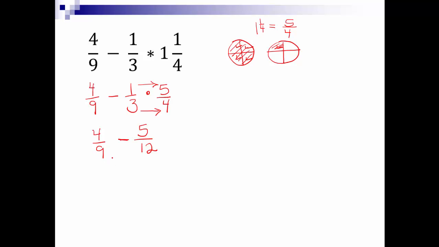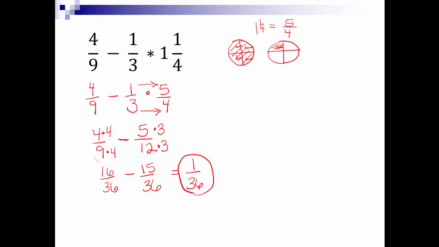So now I say to myself, okay, I need to find a common denominator. What would be a common denominator between 9 and 12? Actually, 36 would work. So if I multiply the denominator here by 4, I must multiply the numerator by 4. 12 times what is 36? Well, 12 times 3 is 36. So if I multiply the denominator by 3, I need to multiply the numerator by 3. So over here we have 16/36 minus 15/36. 16 minus 15 is just 1/36.